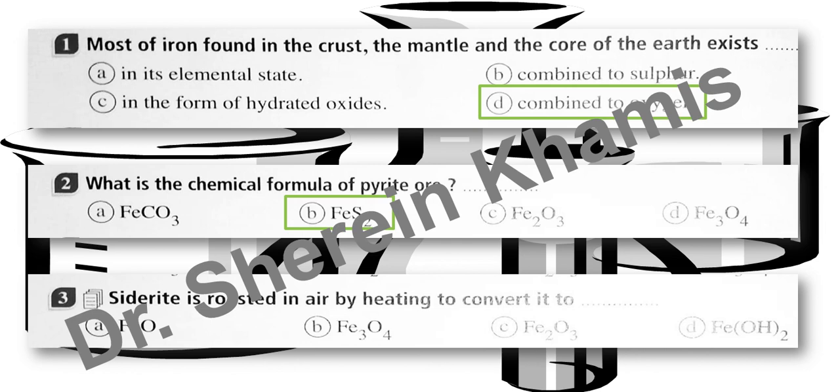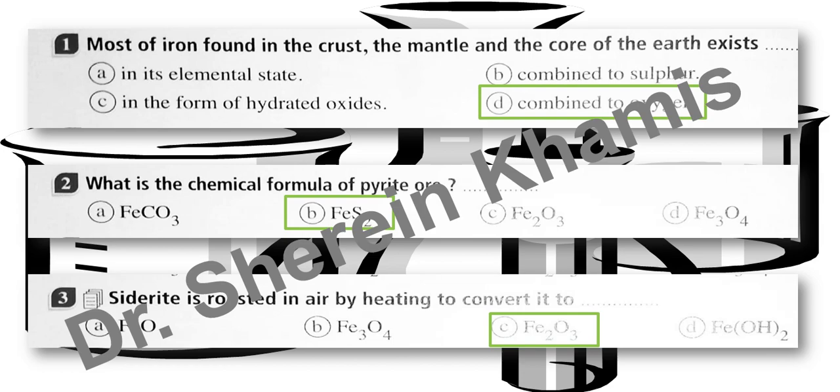Another question, question number 3. Siderite is roasted in air, which means it is heated to convert it into... We want to change it into FeO, Fe3O4, Fe2O3, or Fe(OH)2. Here we have different choices. What happens if we heat it? If we heat it, we make iron 3 oxide, Fe2O3.